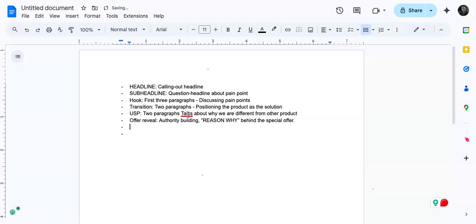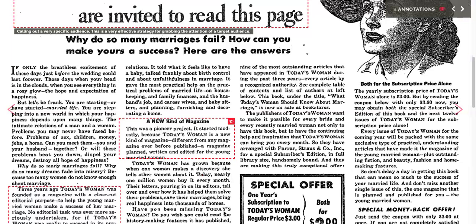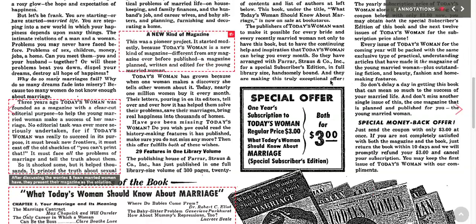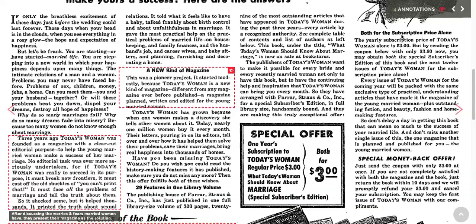Right. So let's go to the next session. So you get the reason why, then review the price here. So both for the subscription price alone, the yearly subscription price of Today's Woman alone is $3. But by sending the coupon below with only $3 now, you may obtain both the special subscriptions edition of this book and the next 12 issues of Today's Woman for the subscription price alone.